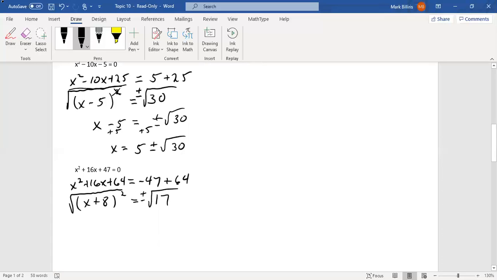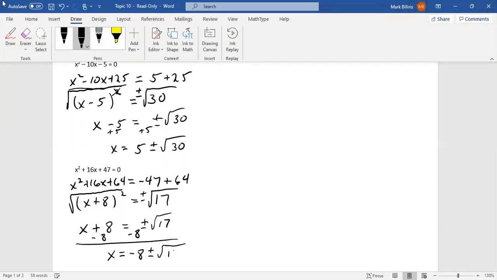So when we take the square root of the quantity x plus 8 squared, remember that just eliminates the squared. That's the purpose of doing that. And that gives us x plus 8 equals positive or negative square root of 17. At this point, we would simplify the square root of 17 if possible, but it can't be simplified. So the last step, since we're solving for x, we isolate, and our answers would be x equals negative 8 plus or minus the square root of 17.